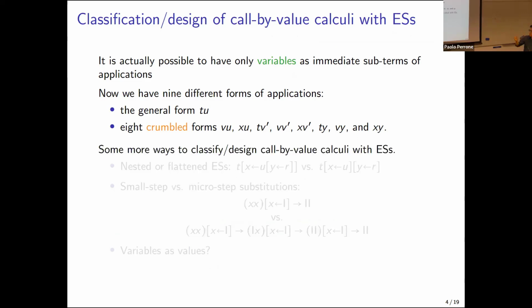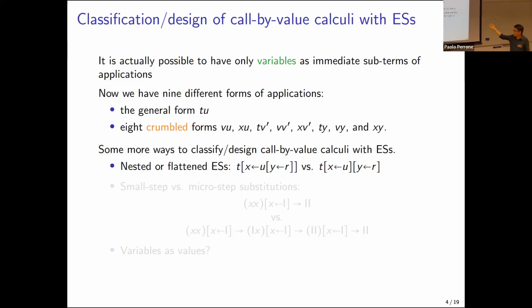Now I'm going to give you some more ways to classify or design call-by-value calculi with explicit substitutions. The first thing you can decide is whether you want nested let expressions. You can have a let expression inside of a let expression, or you can want to only have a list of lets.